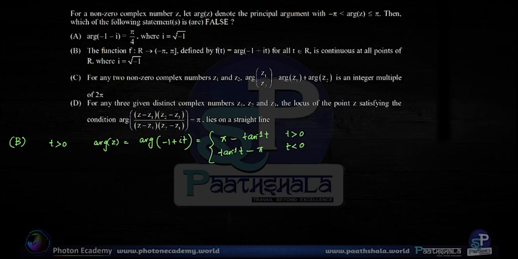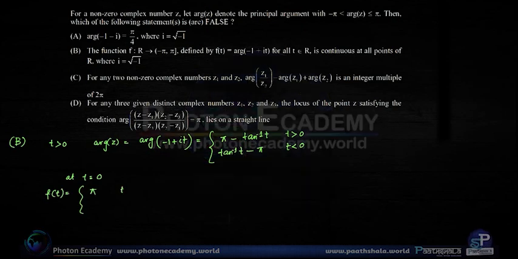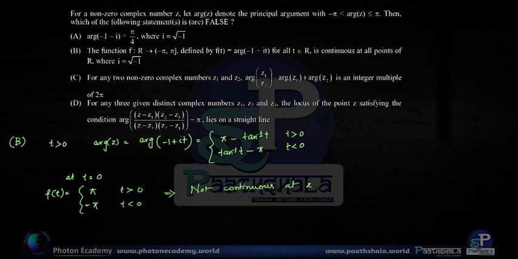At t equal to 0, we have to check the continuity because it is continuous at every other point other than t = 0. At t equal to 0, we have f of t as pi for the t greater than 0 part and minus pi for the t less than 0 part. That implies it is not continuous at all points, at x equal to 0, or we take t equal to 0. That implies option B is also false.